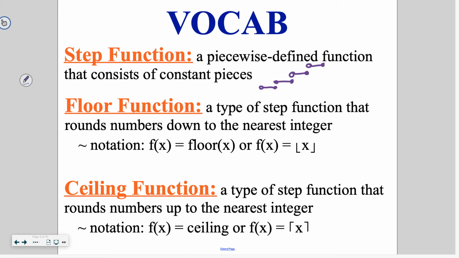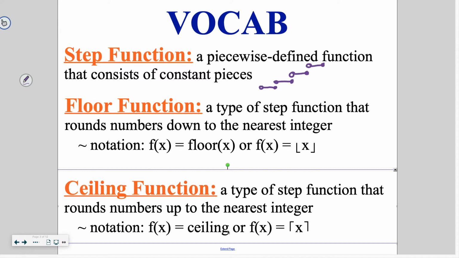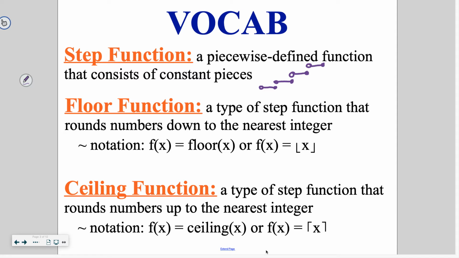To the reverse of that, we have the ceiling function, which is saying take whatever number you have and round it up to the nearest integer. So again, you can see it in word notation, the ceiling of x, or we've got f of x is equal to, with these brackets going above x.